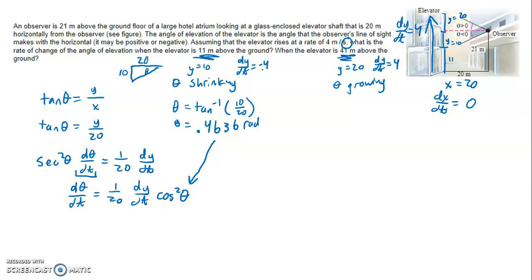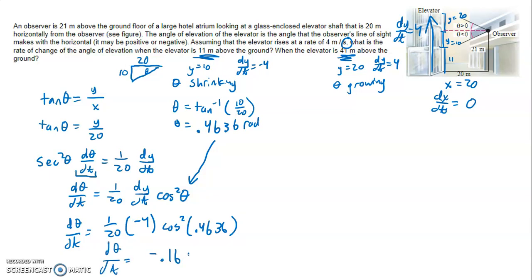dy/dt, we're going to say is -4, and that's how we're going to get a negative rate of change for our angle. So d theta/dt equals 1/20th times dy/dt, which will be -4, times cosine squared of 0.4636. Let's see what that gives me. So I got d theta/dt equals -0.16 radians per second.